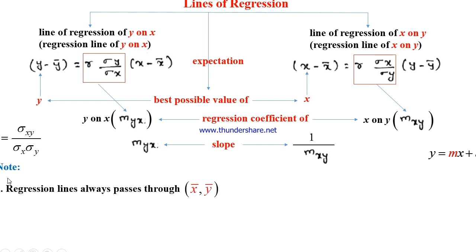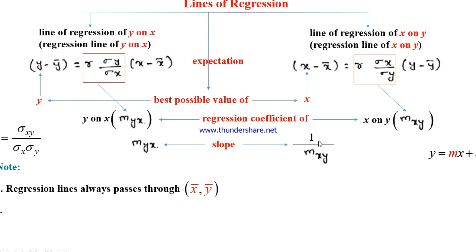Now, let me note the following before getting into the problems. Note number 1. Regression lines always pass through x bar comma y bar. You can note that if I replace x by x bar and y by y bar in these two equations, we will get 0 is equal to 0. That is, these two equations are satisfied, which means x bar comma y bar is a point on these two lines. In fact, we can claim these two lines intersect at the point x bar comma y bar. Point number 2.